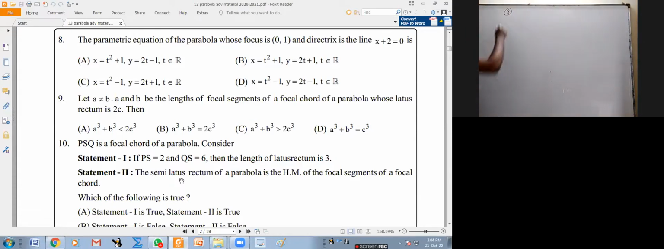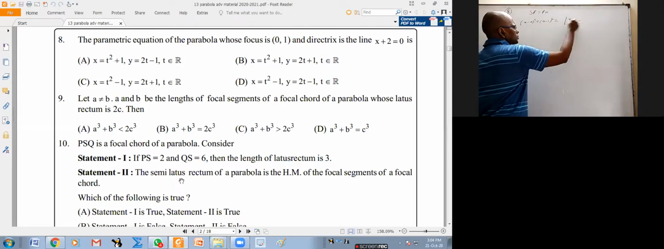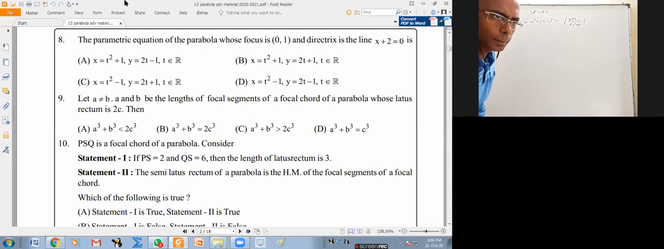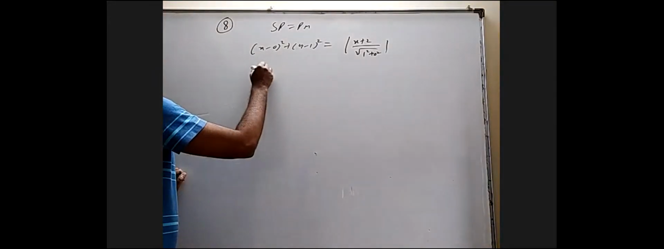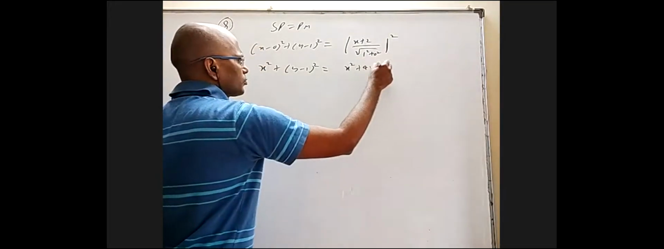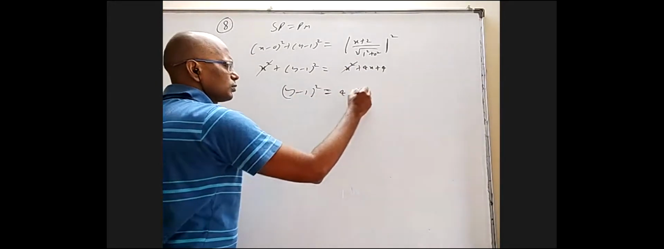Okay, 8th question. Focus and directrix are given, so we can directly find the parabola. SP is equal to square root of x minus 0 whole square plus y minus 1 whole square. This is the distance to the focus. This is the distance to the directrix, mod x plus 2 by root over 1 square plus 0 square. So x square plus y minus 1 whole square. This one also I think is squared here. It is x square plus 4x plus 4. Cancel x square, you'll get y minus 1 whole square equal to 4 into x minus minus 1.